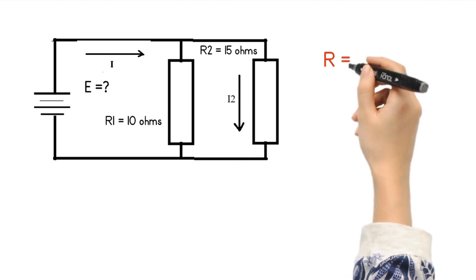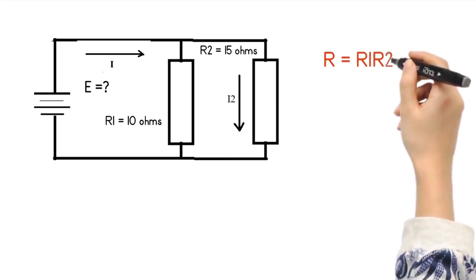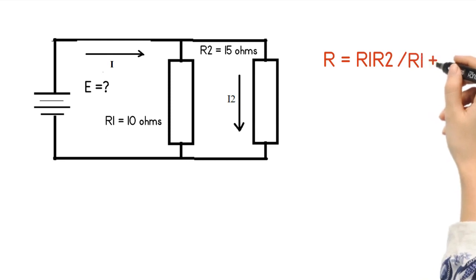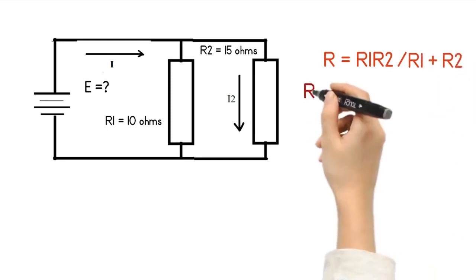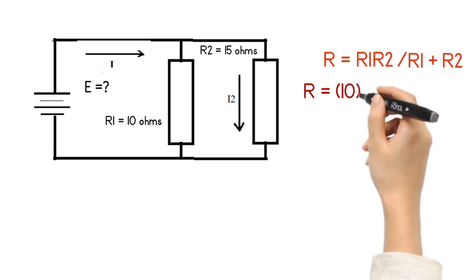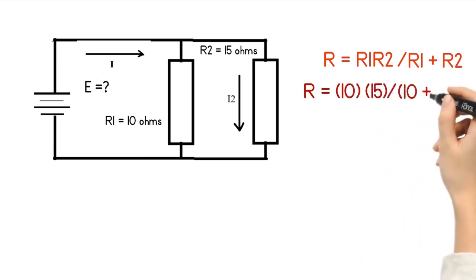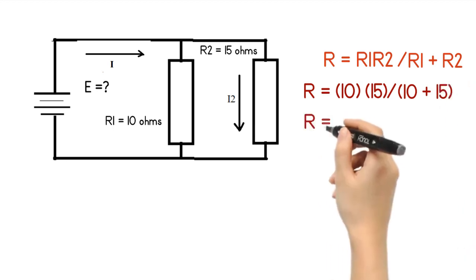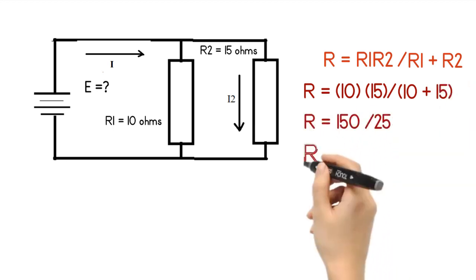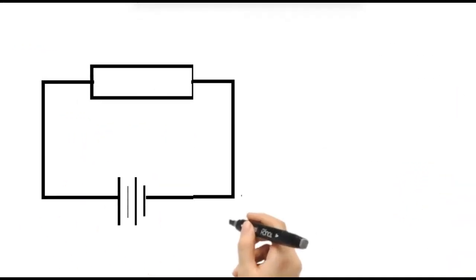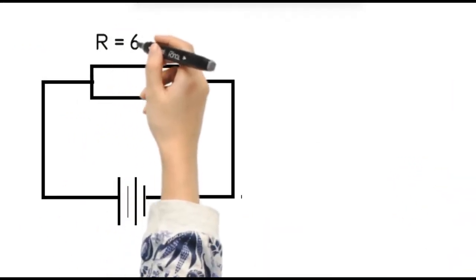To find E, we need to calculate first the equivalent resistance R using the formula, R equals R1 R2 over R1 plus R2. R then is 10 multiplied by 15, divided by 10 plus 15, which will give us R equals 150 over 25. R then is equal to 6 ohms. In the equivalent circuit, R is equal to 6 ohms.